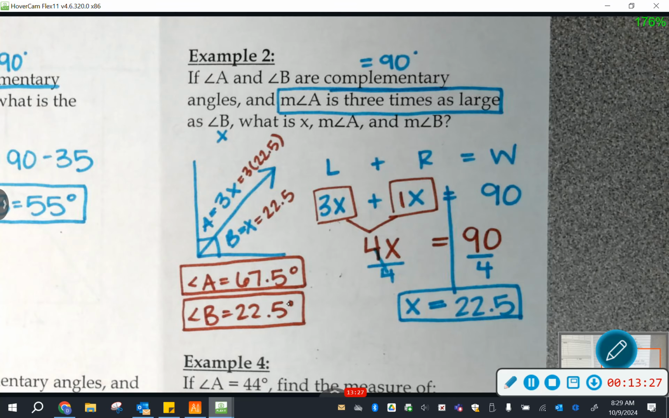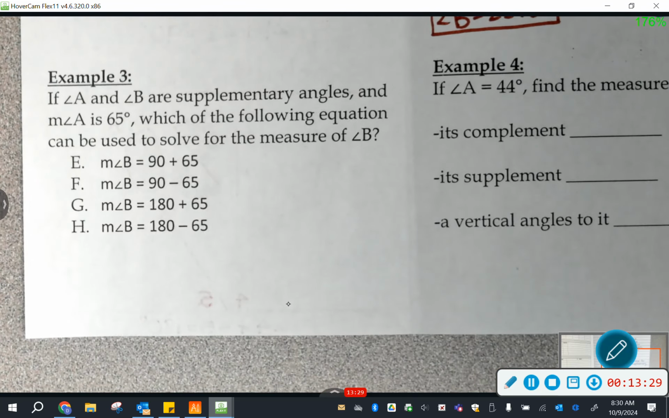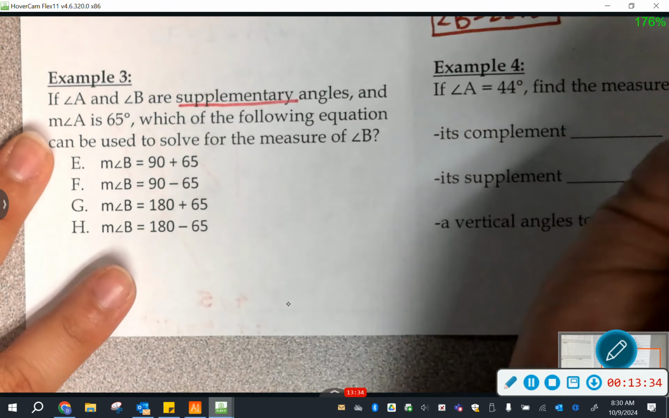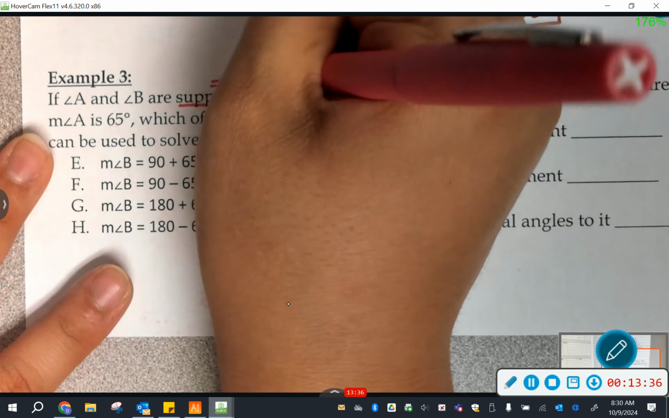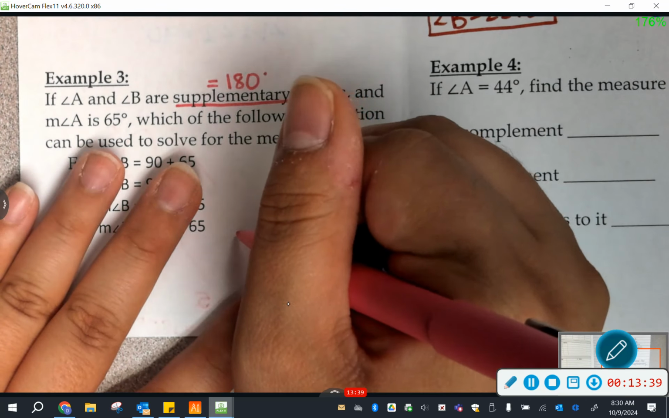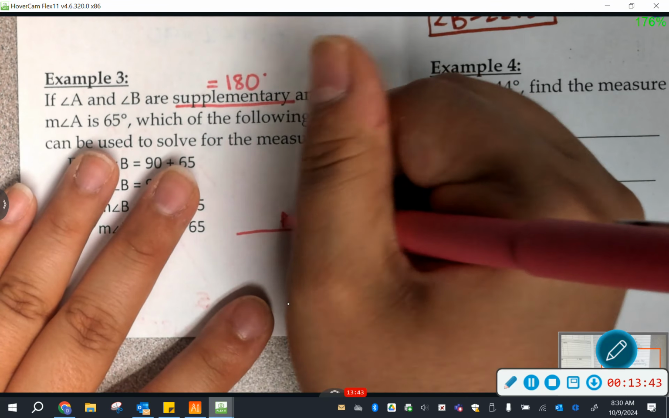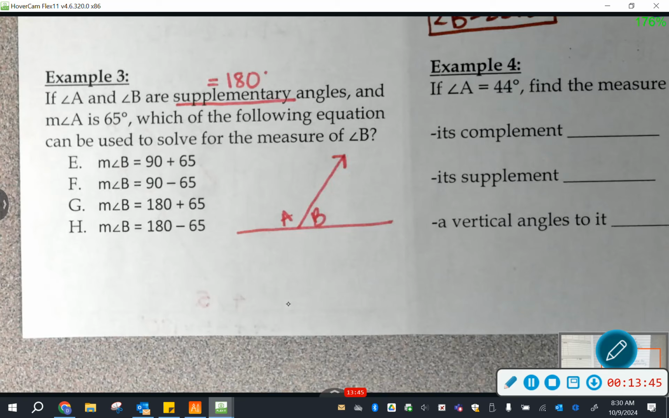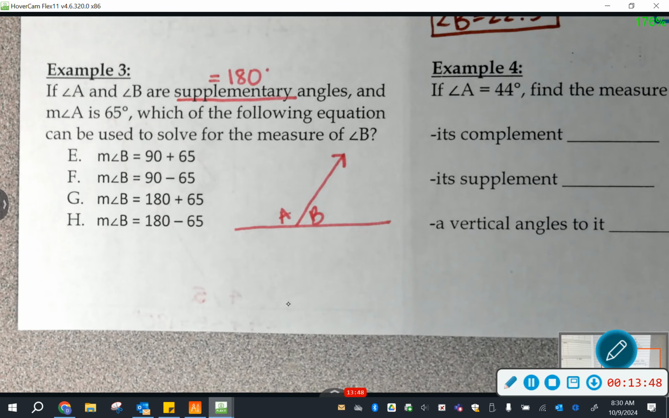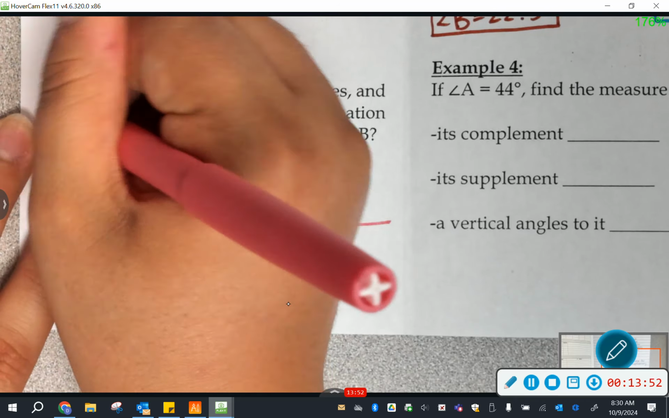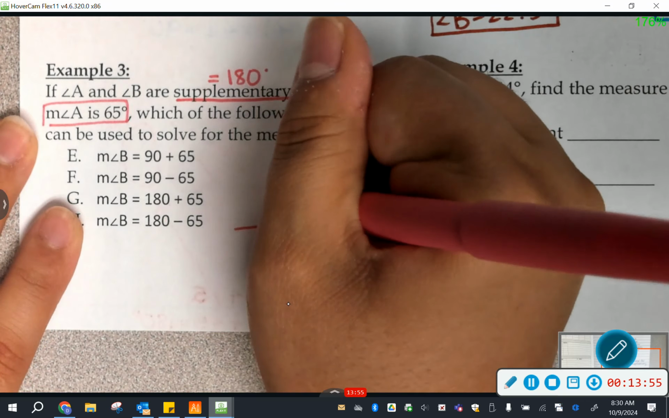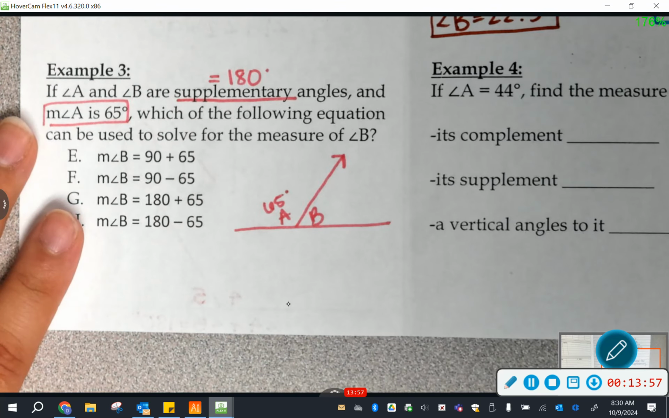All right, if you can please go to number 3. What's different about number 3? Supplementary. What does supplementary mean? Equals 180. So instead of drawing the box, I'm going to draw a line with 2 angles, A and B. What does it tell me about A? 65. It is 65 degrees. How do I find angle B?